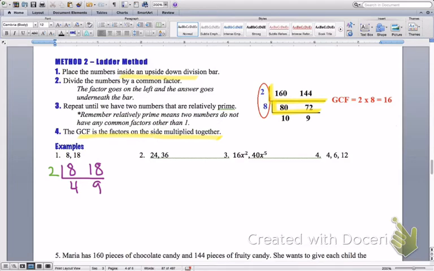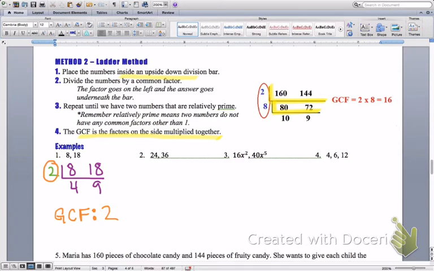Now I ask myself, is there something I can divide 4 and 9 by? And there is absolutely nothing that divides into both 4 and 9. So my answer is just going to be what's left on the left side. So my answer, or my GCF, is just whatever's on the left. So in this case, my GCF is 2. So it's a number that divides into both 8 and 18. If I did the factor trees, I would end up with the same answer.